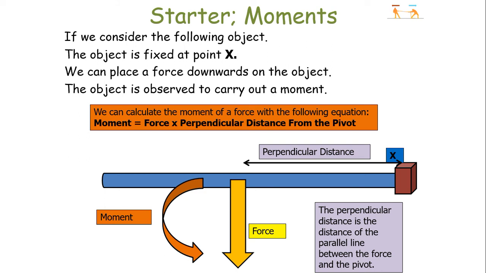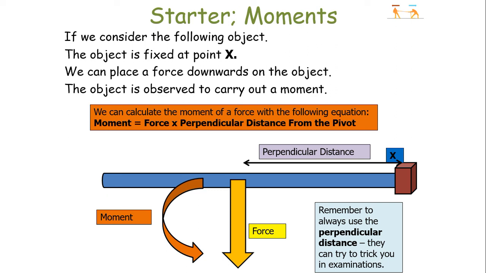Now we can calculate the size, the actual value of the moment by using the equation: moment equals force times perpendicular distance from the pivot, where it's fixed, where it is moving around. Now, the perpendicular distance is the distance of a parallel line between where the force acts and the pivot. Where the force is acting we call the line of action. So actually that arrow is technically representing the line of action of the force, and obviously between that line of action and the pivot.